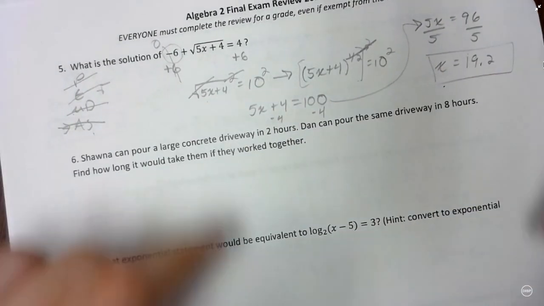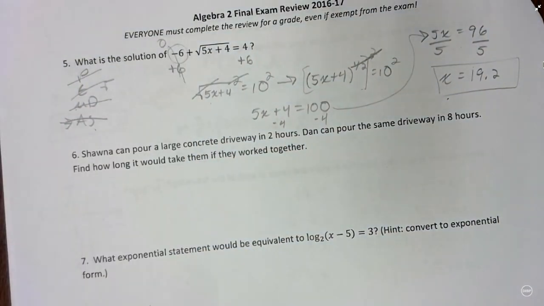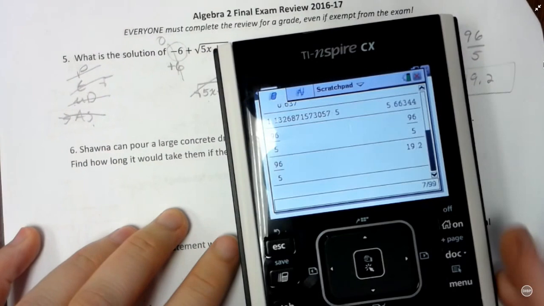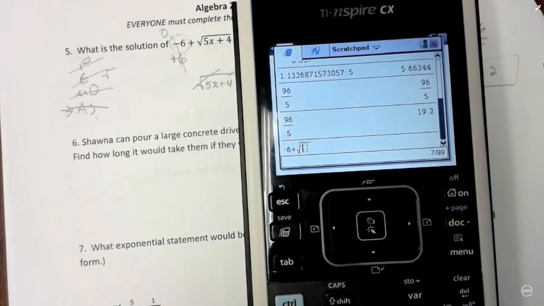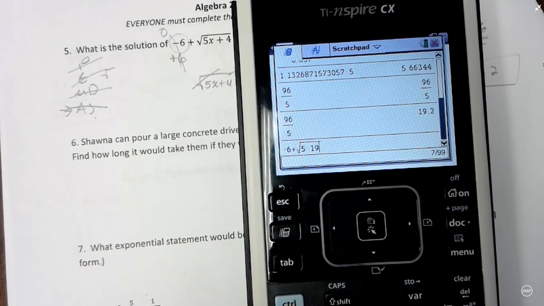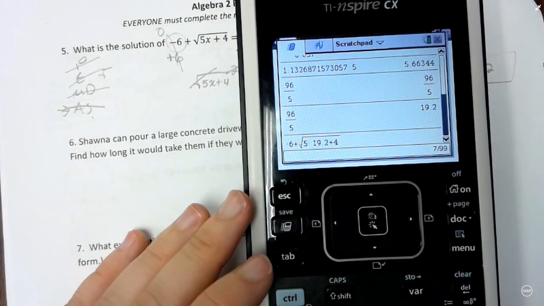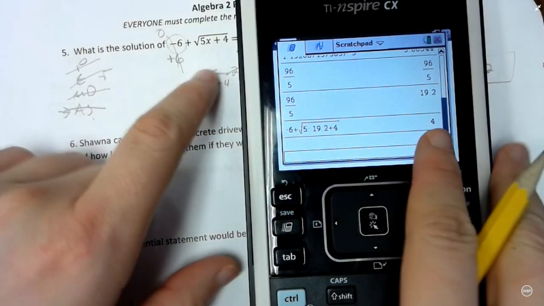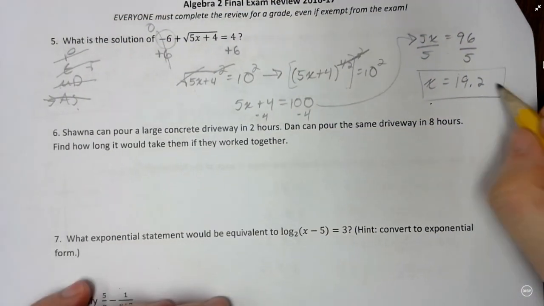Now you do want to go back and check. So plug it back in and make sure it's not extraneous. So I'm going to type -6 plus the square root of 5 times 19.2 plus 4, and make sure you get 4, which you do. So it is an actual solution. It's not extraneous. Yay.